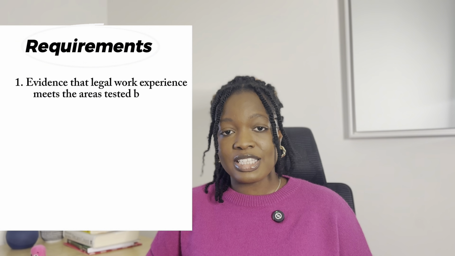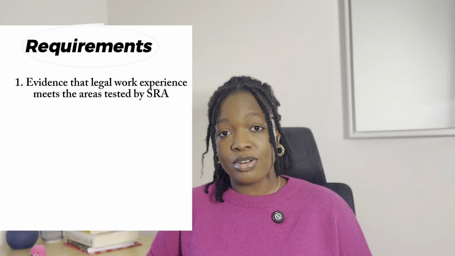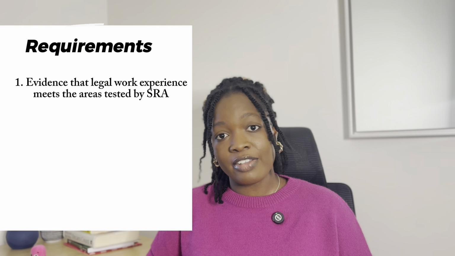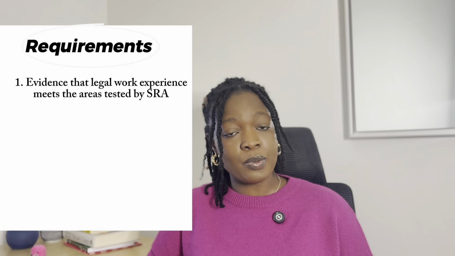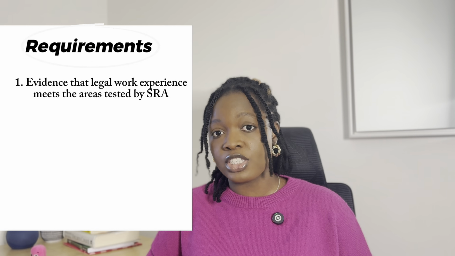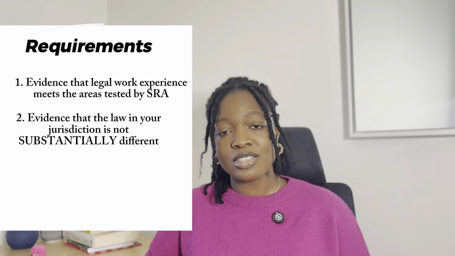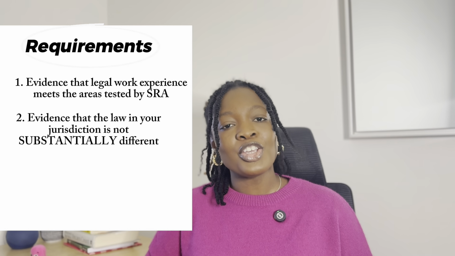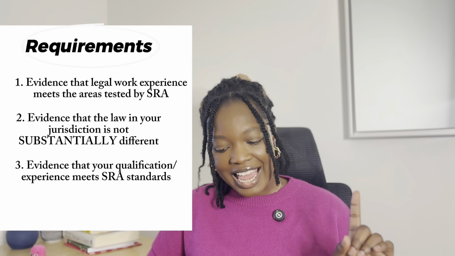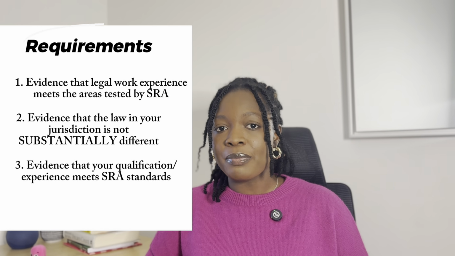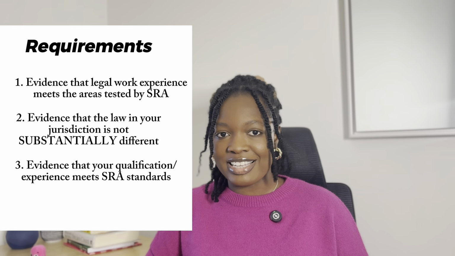Now let's go over the requirements one after the other. The first requirement you need to meet is providing evidence that shows that your qualification experience meets all of the areas that are assessed in the FLK1. This would include courses like Wills and Administration of Estates for the FLK2, for instance, or Business Practice for the FLK1, and Civil Litigation or Dispute Resolution. You'd also need to provide evidence to showcase that the law that you're qualified under is not substantially different from the law of England and Wales. You'd also need to prove that your qualifications and or experience, so you can either use your qualification and or your experience, meets the threshold, the standard that the SRA requires.